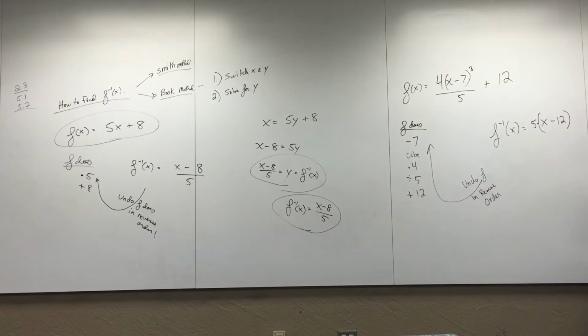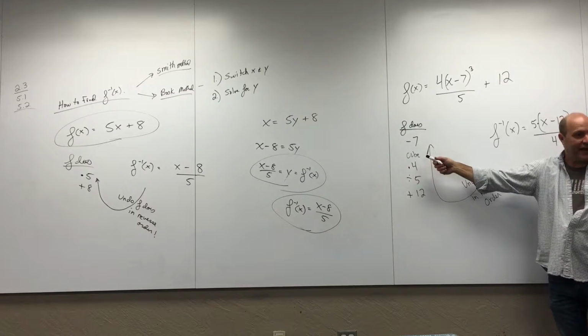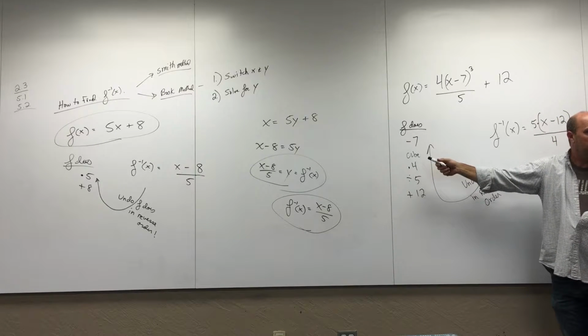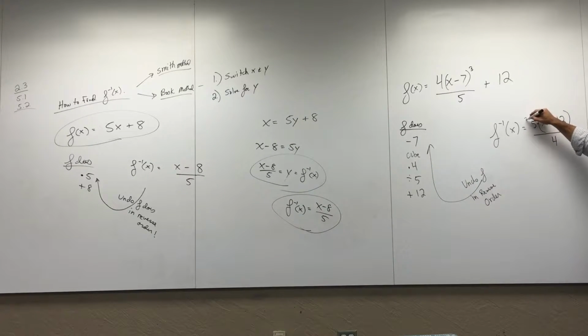Divide by 4? Okay, well, divide the whole thing by 4. In other words, you're not just dividing the x by 4, you're dividing the whole thing by 4. Then what? Cube root it. Oh, cube root it. You got to do the opposite of cubing, so you got to cube root it. Okay, cube root it. That's a cube root. It's like a square root with a little index 3 up there.